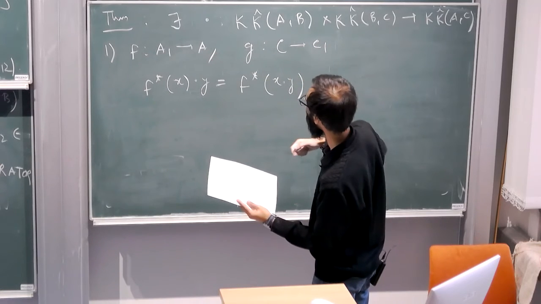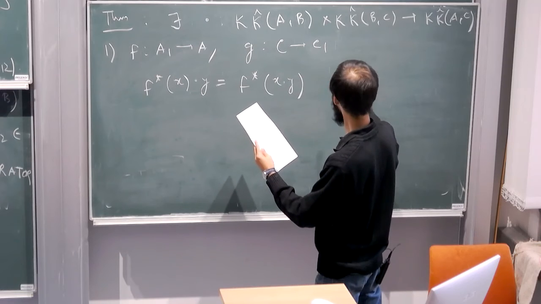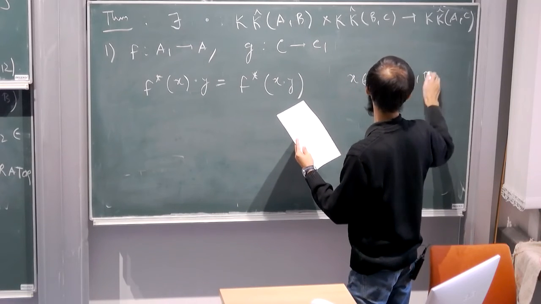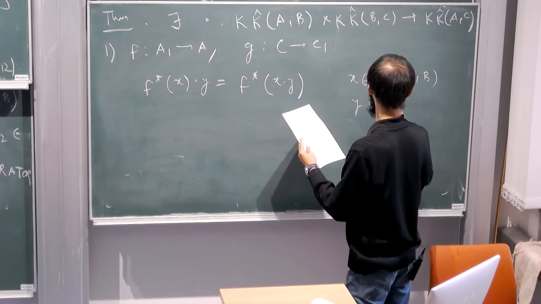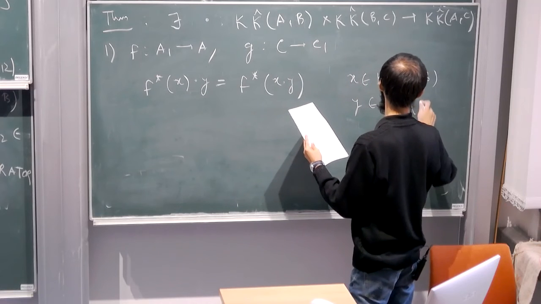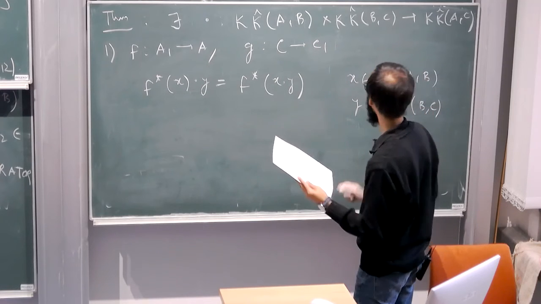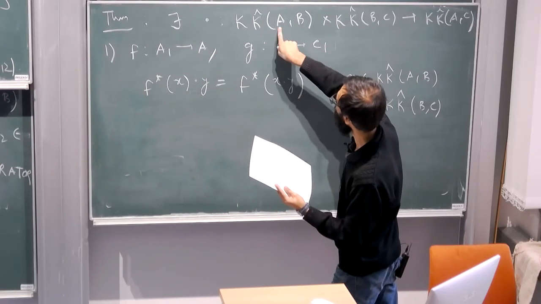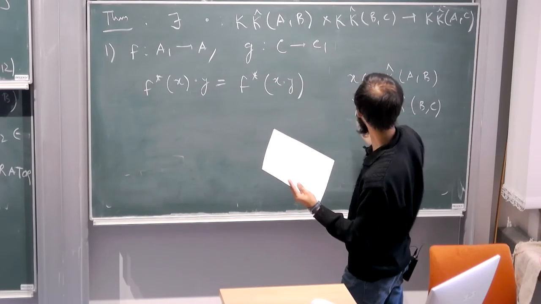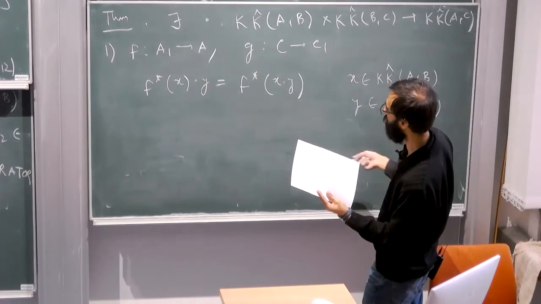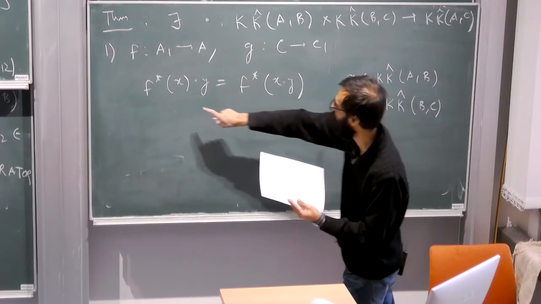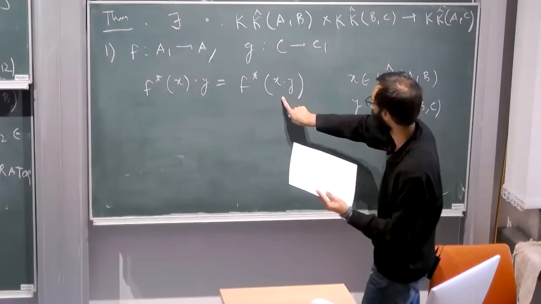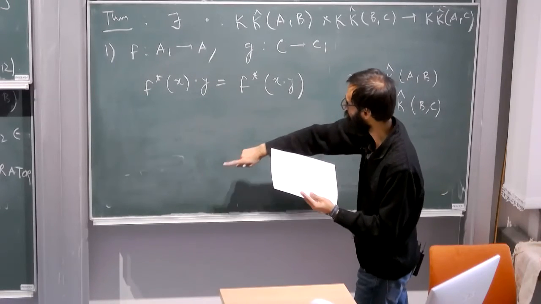So F is pulling back. So X is in KK(A, B), Y is in KK(B, C). So F pulls back. So X goes on to KK(A1, B), and then taking the product with Y makes sense, and I land inside KK of A1 comma C, and that makes sense. It is just again pulling it back through F.